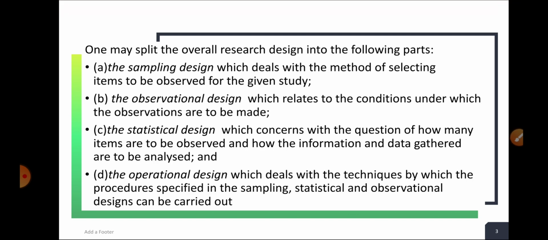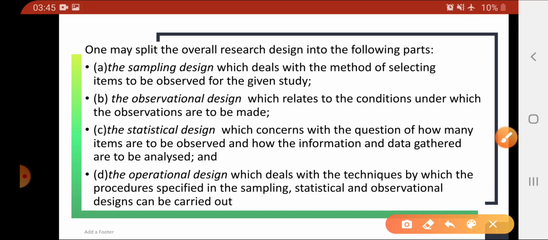Next, one may split the overall research design into the following parts. First is sampling design. In sampling design, you have to select the method of sampling. What kind of sampling are you going to do for your study? Is it probability sampling or non-probability sampling?